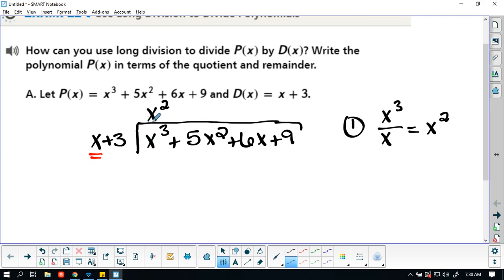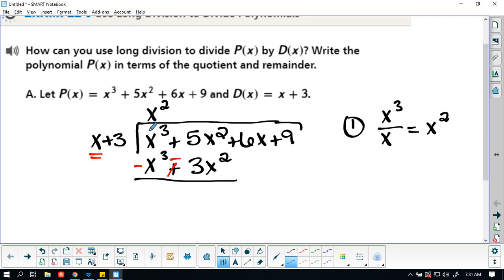Then I'm going to do x squared times x, which is x cubed. And then I'm going to multiply x squared times 3, which is 3x squared. What I'm going to do, with a different color to ensure that I have changed the signs, is change my signs. So this is no longer a positive, that is now a negative.